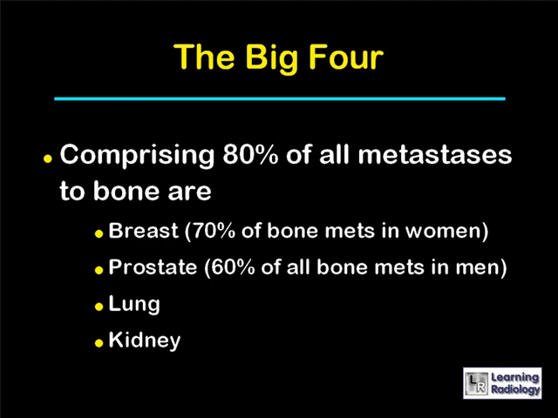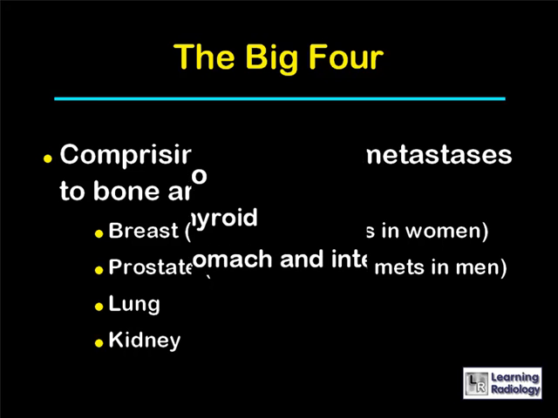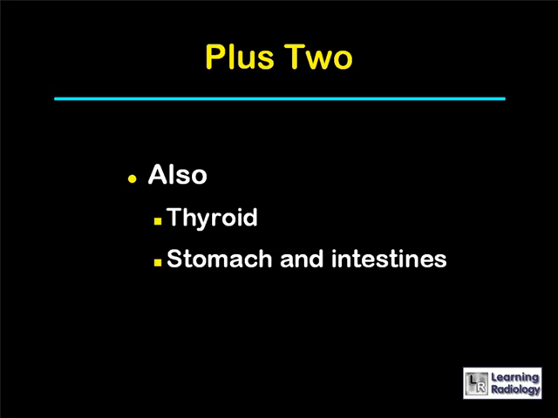Comprising 80% of all metastases to bone are four primaries. Breast cancer comprises 70% of bone metastases in women, prostate cancer 60% of all bone metastases in men, lung cancer, and renal cell carcinoma. Also, we can add thyroid carcinoma and primaries in the stomach and bowel.